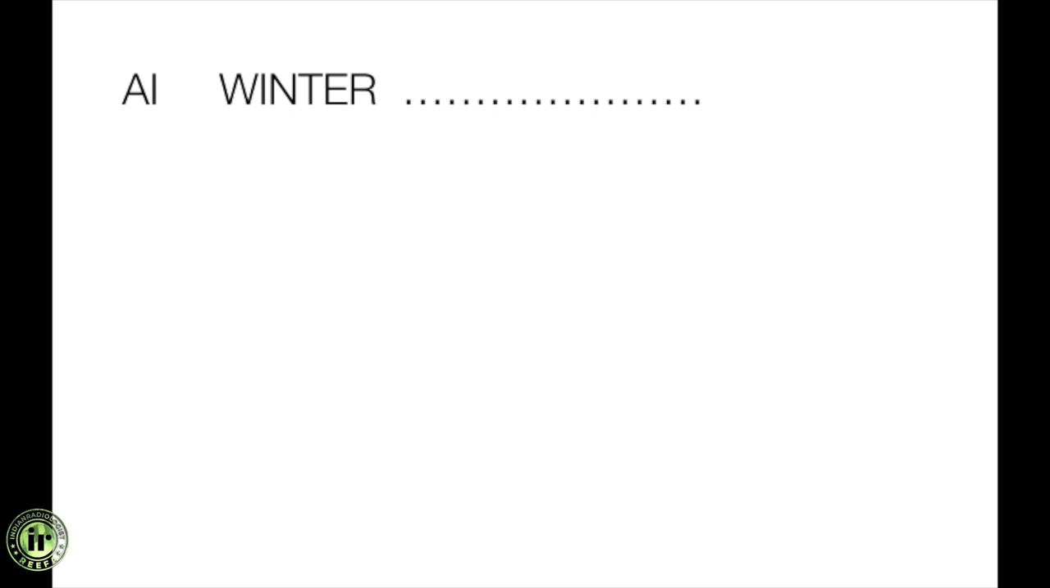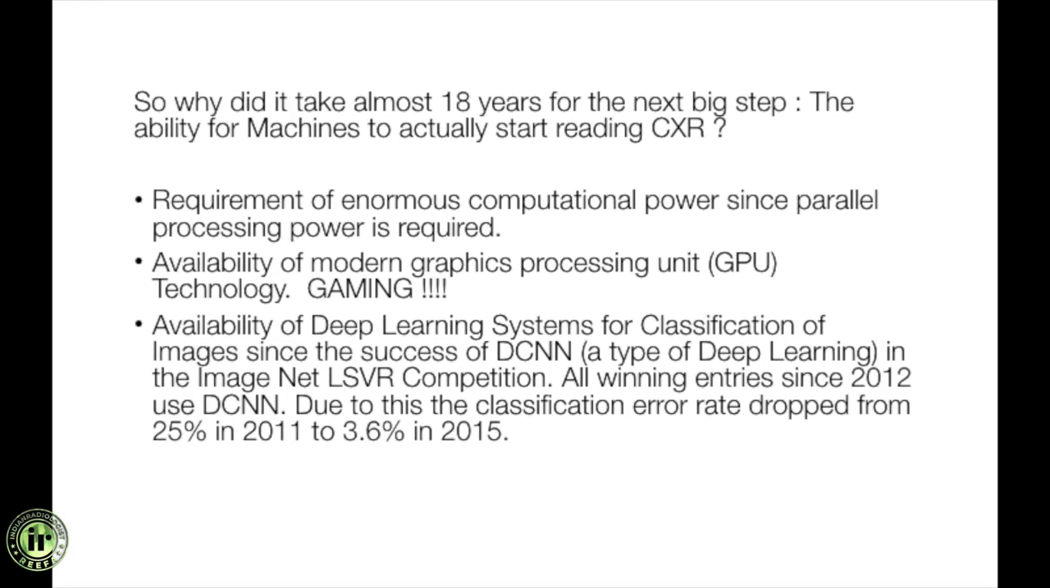And then nothing. The period called the AI winter, where practically nothing useful came out of all this thought which had occurred in the 1950s, 60s, and early 70s. So why did it take almost 18 years for the next big step, the ability of machines to actually start reading chest X-rays, or to diagnose melanoma from a photograph of the skin, or to diagnose retinopathy from a fundoscopic image? That is because of the requirement of enormous computational power, which simply did not exist then.